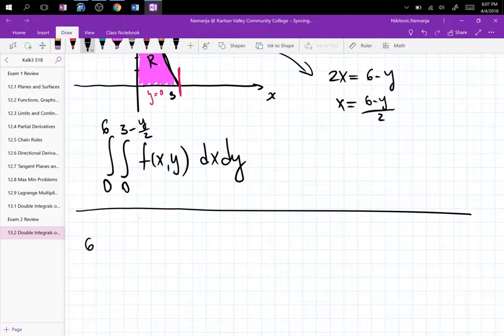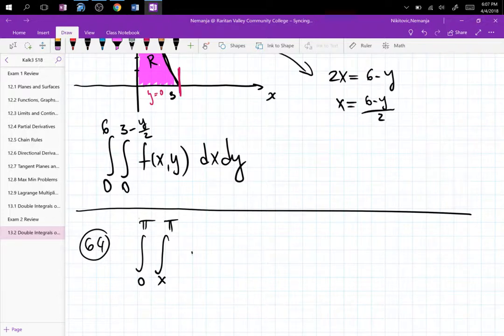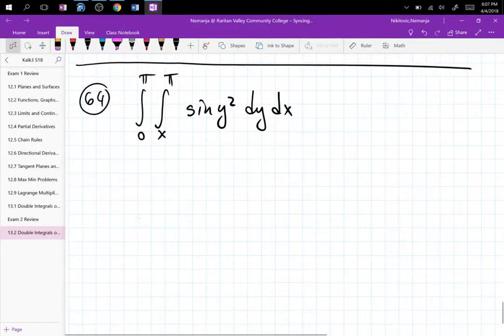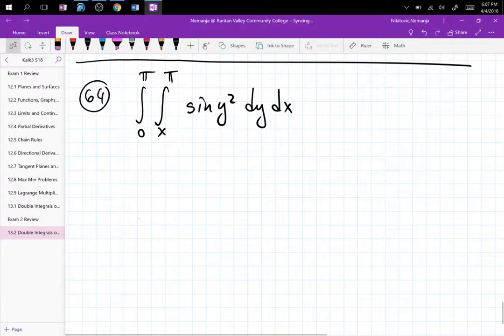Another example from the textbook, problem 64, is the integral from 0 to pi, x to pi, sine of y squared dy dx. What is the first integral that you have to do in this case? Which integral? With respect to y. Good.